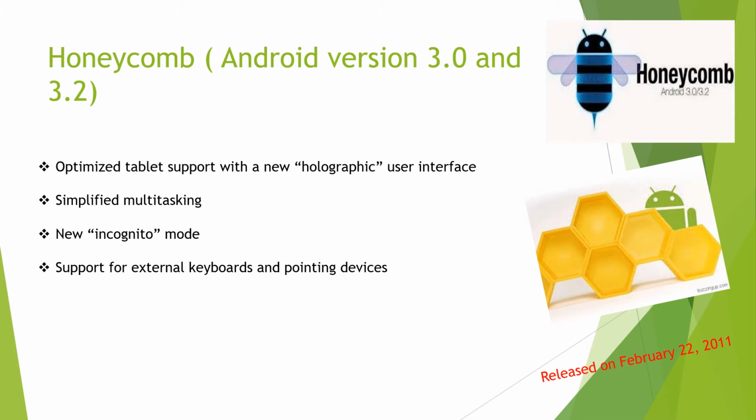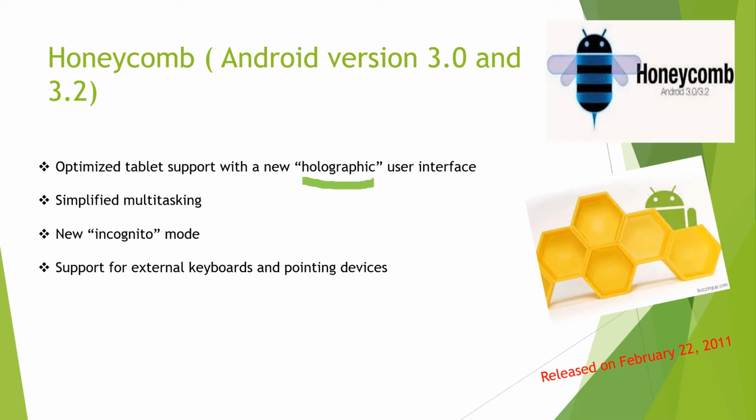Next came Honeycomb, and it had two Android versions, 3.0 and 3.2. It was released on February 22nd, 2011. Let's go through some of its features. First one was optimized tablet support with new holographic user interface. So whatever Android versions we have discussed till now was supported only on mobile phones. But support for tablet for the first time was introduced in Honeycomb. But unfortunately, this feature was removed in the following year with the version 4.2.